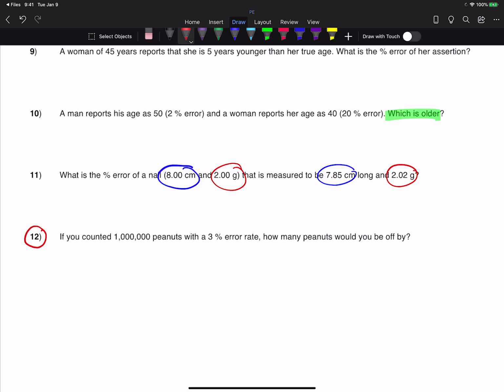using the mass. And then lastly, your task, let's say, is to count out 1,000,000 peanuts, but you do it with a 3% error. So if that's the case, how many peanuts would you be off by? Now, of course, there's two possibilities. You could overshoot the million by 3%, or you could undershoot it by 3%. Either way, the number of peanuts that you're off by is going to be the same value.